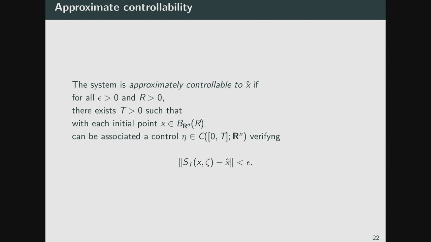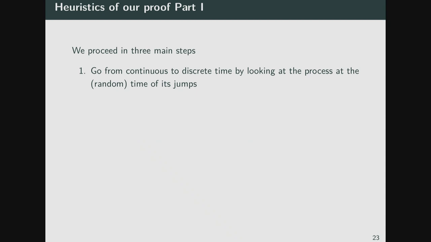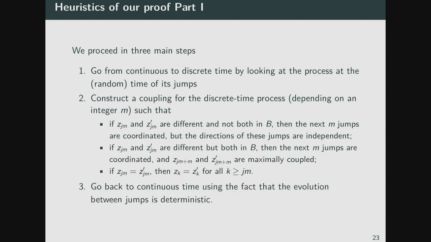And the other assumption is that the system is approximately controllable to x hat. So if you're in a ball of radius R and you allow yourself enough time, then you can approximately reach x hat from any point in the big ball. This is the kind of thing that will ensure that you hit near this point x hat where you have the squeezing estimates. So we proceed in three steps for the theorem. As I said, you first want to reduce to a discrete time problem. Then you want to construct a coupling for the discrete time problem, and then you want to come back to the continuous time problem.